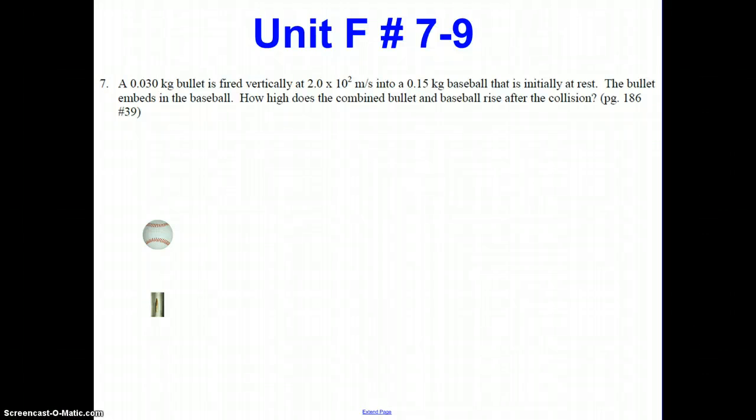We have a 0.030 kilogram bullet, so that's mass, fired vertically at 200 meters per second, V0, into a 0.15 kilogram baseball, also mass, so we'll call this M2 and go back and label this one as M1, that is initially at rest. So the baseball's initial velocity is 0. The bullet embeds in the baseball. That's significant, as at some point we may end up combining the mass to solve the problem.